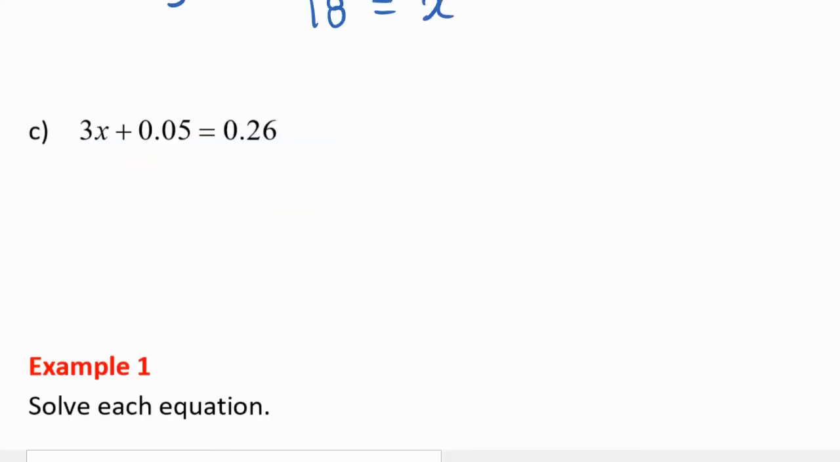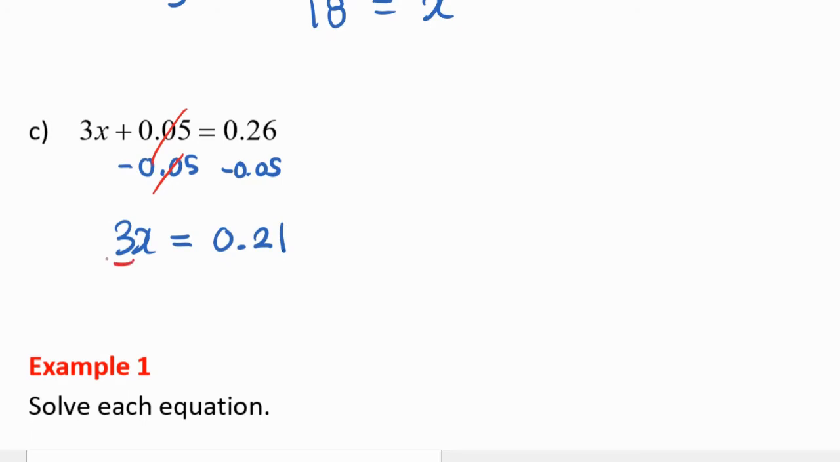Next question. Now you have decimal numbers, but nothing is really different. So you still need to isolate x. To isolate x, you have to isolate the term with x first. Okay, so what you're going to do is removing 0.05. So let's do an inverse operation. Let's subtract 0.05 from both sides. This will be cancelled. I get 3x equals 0.21. So 26 minus 5 is 21. So 0.21.